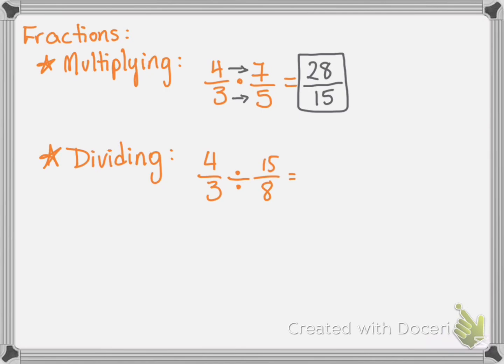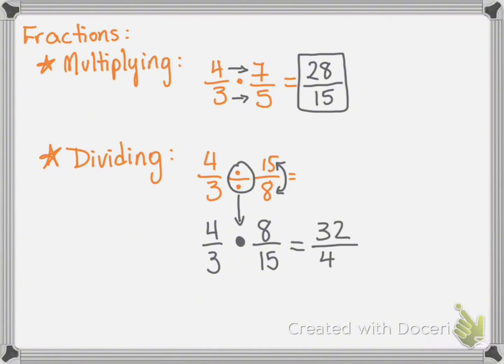Then we have to remember, what do we do with division? In division, we keep the same fraction, the 4/3, but then we change the division sign for a multiplication sign, and we do the reciprocal of the next number. So 8/15, the reciprocal. We change what is on the top to the bottom and what is on the bottom to the top. And then we multiply just as we did before. 4 times 8 is 32, and 3 times 15 is 45. That one is a proper fraction because the numerator, or the one on top, is smaller than the one on the bottom.